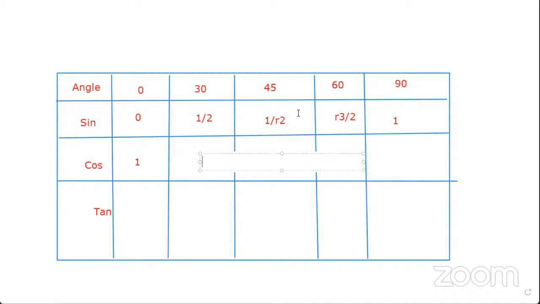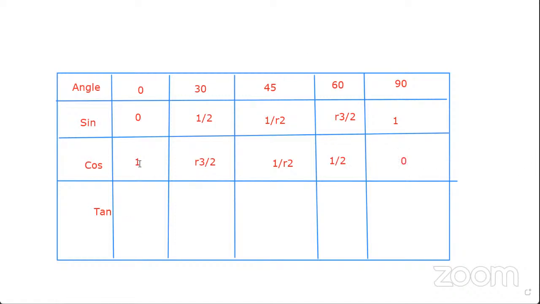Cos 30 and sine 60, those things will be interchanged. So cos 30 is root 3 over 2. And cos 45 and sine 45 are the same, 1 over root 2. And cos 60 and sine 30 are the same, so it is half. And cos 90 is 0.